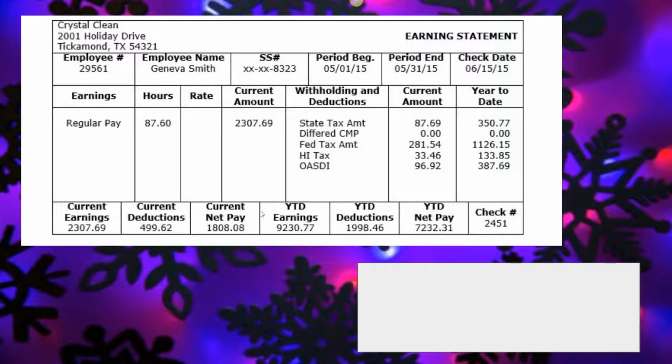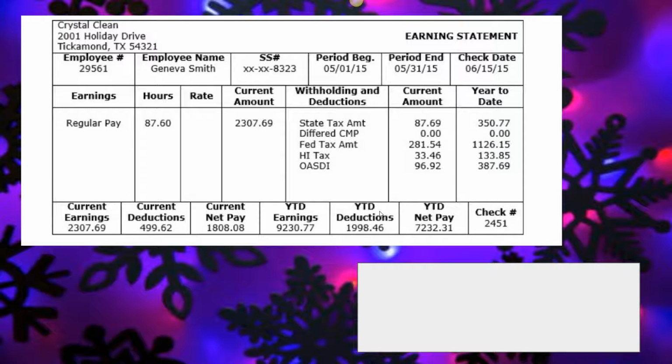Another thing that I want you guys to pay attention to is the word YTD. It's spelled out here, year to date, but we also abbreviate it as YTD so that you can keep up with how much you have made in a year or how much you have had deducted in a year.